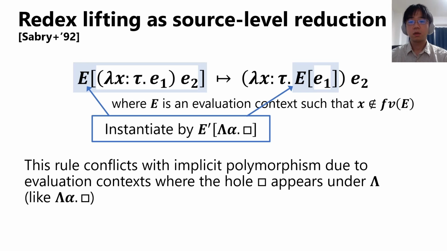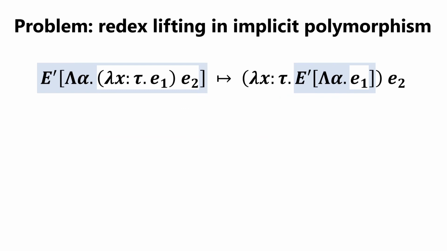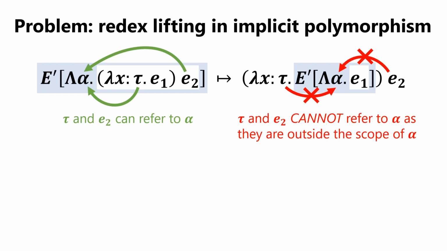So to see it, let's consider a redex instantiated by such an evaluation context like this. Here, the hole appears under the binder. Then we could obtain this reduction. On the left-hand side, the argument type tau and the argument term E2 may refer to type variable alpha. However, on the right-hand side, tau and E2 can't refer to alpha because they are placed outside the scope of alpha. So this is not type preserving, and so the naive definition of CPS transformation for implicit polymorphism is not type preserving either.